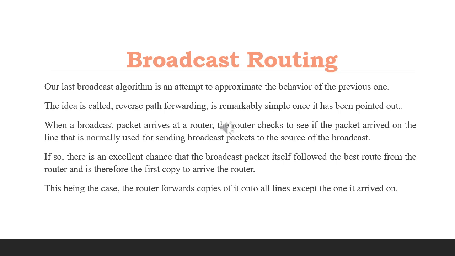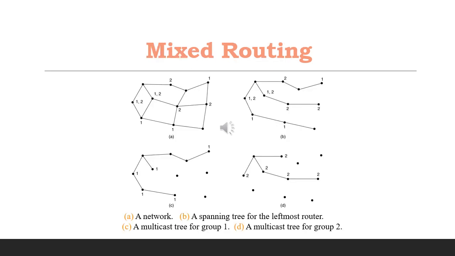When a broadcast packet arrives at a router, the router checks to see if the packet arrived on the line that is normally used for sending packets to the source of the broadcast. If so, there is an excellent chance that the broadcast packet itself followed the best route from the source and is therefore the first copy to arrive at the router. This being the case, the router forwards a copy of it onto all lines except the one it arrived on. Now this is an example of mixed routing.